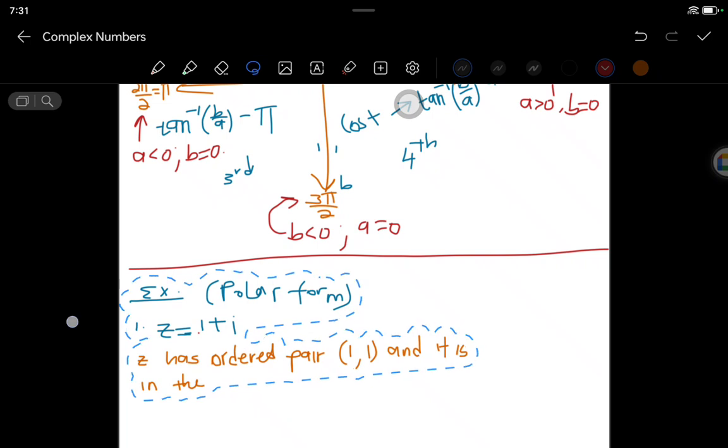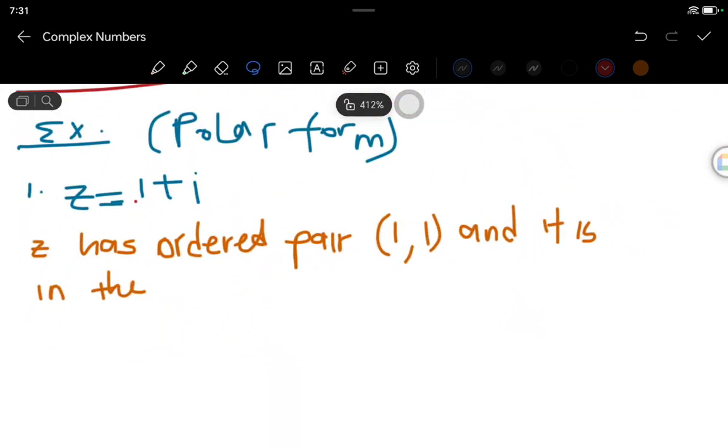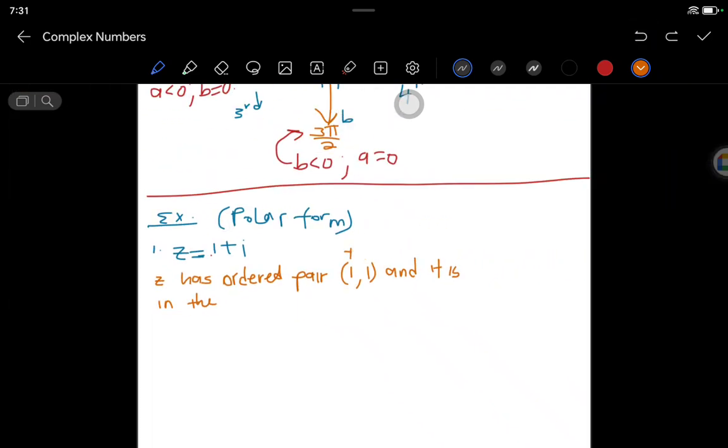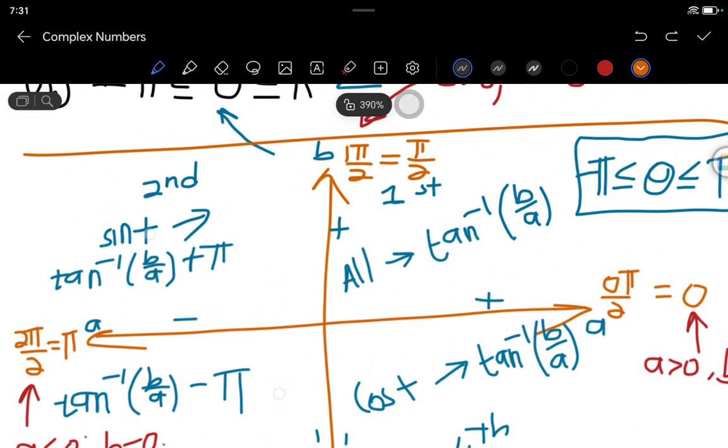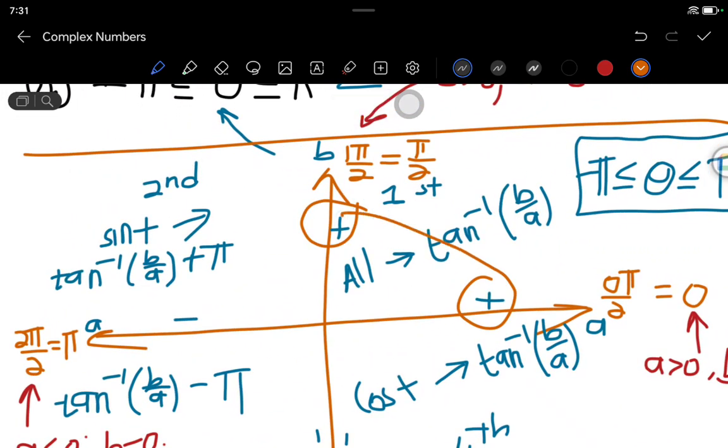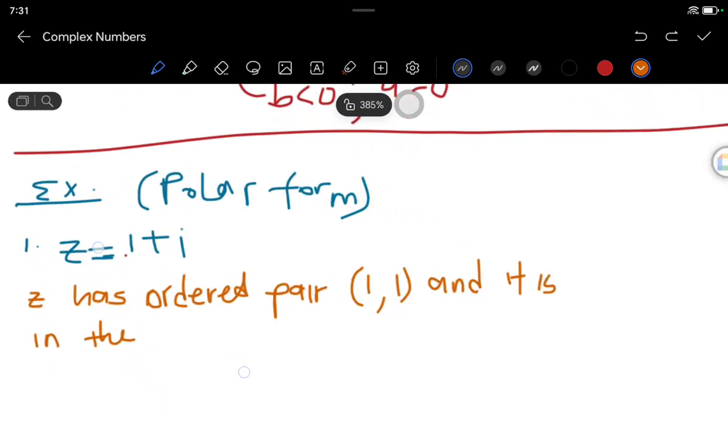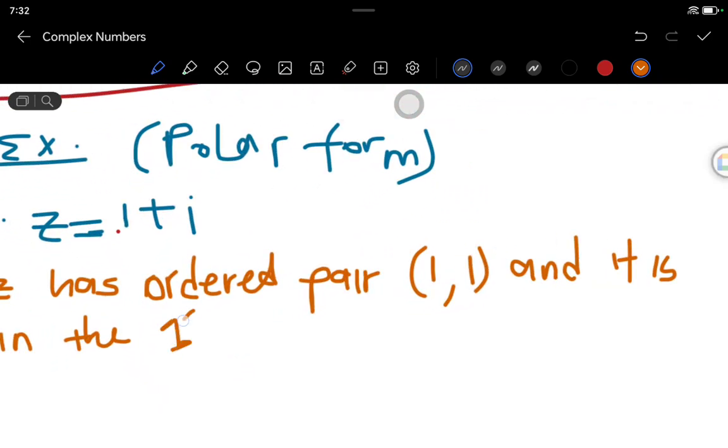So let's look at this question. We see that Z has the ordered pair, our ordered pair is 1, 1. Let's check both. What we check here is, are they both positive? Or we check the signs, right? Since they're both positive, we know that this is going to be in the first quadrant. If we go back and check, this is where they're both positive. So we're going to say that Z is in the first quadrant. So we know now.